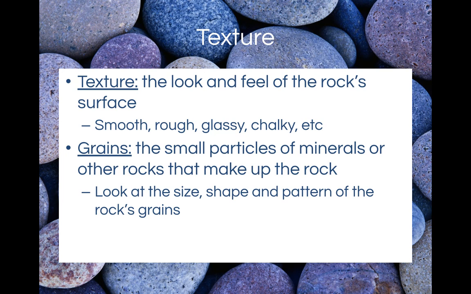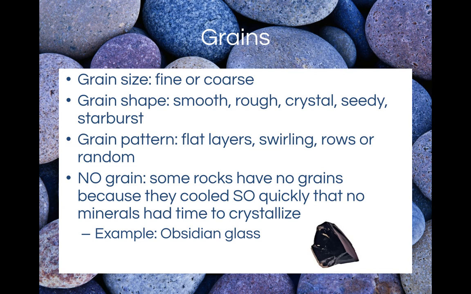Some look like glass, and some are very, very chalky. Now, some rocks have grains or smaller particles of minerals or other rocks, and sometimes looking at the size of the grain, the shape, and what pattern they're lining up in, if at all, can help us to identify the rock as well. So we usually use the words fine or coarse for grain size. There are lots of different shape terms, and sometimes the grain patterns can be layers, swirling, rows, or random. And then there are some rocks that have no grains at all.